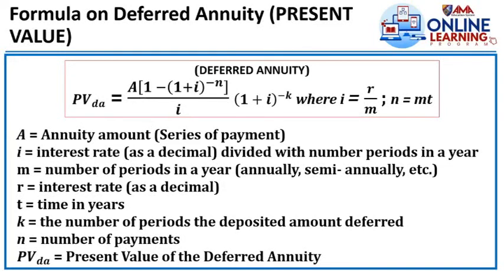Okay? So that's the delay. So after 3 months ka pang magbabayad, or after a month ka pang magbabayad, that's letter K. Then yung N is the number of payments. So ilang payments ka all throughout the time duration. Then the present value of deferred annuity, yung PVDA. Now, let's have an example.